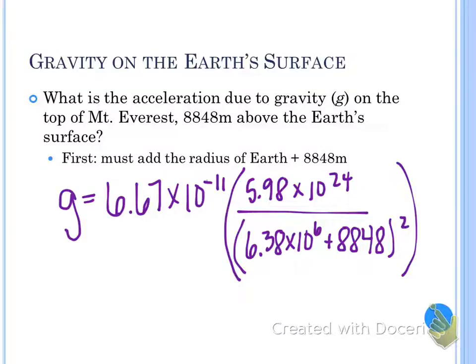Because when you do that in your calculator, 6.38 times 10 to the 6th plus 8,848, it would just round to 6.38 times 10 to the 6th, right? You have to keep those numbers in your calculator. Don't round it, or it's not going to make any difference. Okay, so in these problems, especially when you're solving for the acceleration due to gravity, you want to be as specific as you can, because the difference between 9.8 and 9.67 is not that great, and it could be a rounding thing, and you won't be able to see that difference in your calculator. Okay.